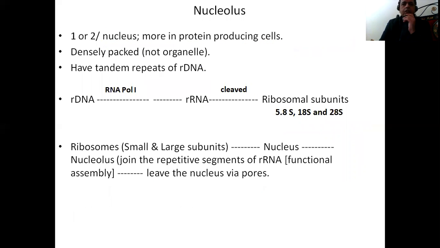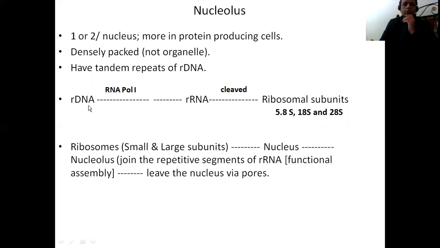Then there are bodies inside the nucleus which are known as nucleoli, or nucleolus singularly. They are one or two in number. They are more in protein producing cells. They have a role in making up the ribosomes, ribosomal assemblies. That's why they are vital to production of proteins. And they are densely packed. We don't call them organelles because they are not membrane bound, and they have tandem repeats of ribosomal DNA.